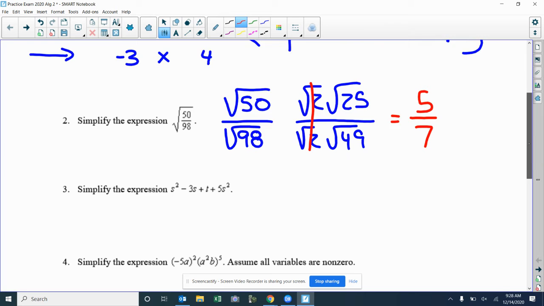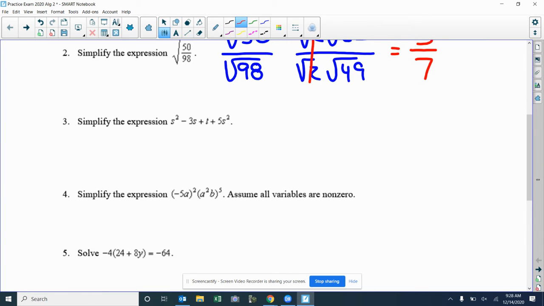Number 3, combine like things. Okay, simplify this expression. We have s squared and 5s squared, so that's going to give me 6s squared. That would take care of those. Minus 3s, there's nothing to go along with that. Plus t. So we're just looking at combining like things there. Again. Questions or concerns with that guy? Pretty straight up, isn't it?